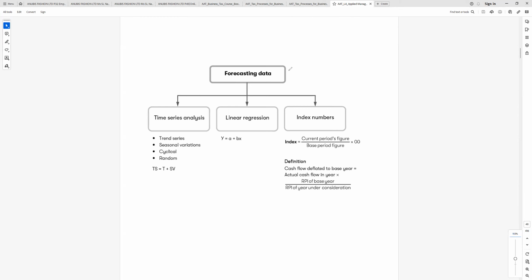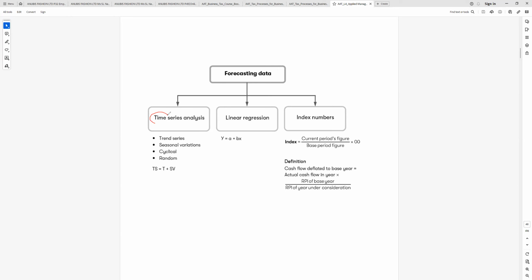And to analyze, we have to look at vast data, and we use this data for different purposes, but we need to know how it works when you calculate the forecasting, by considering time series analysis, linear regression, or index numbers. So let's talk about the first one, which is time series analysis.